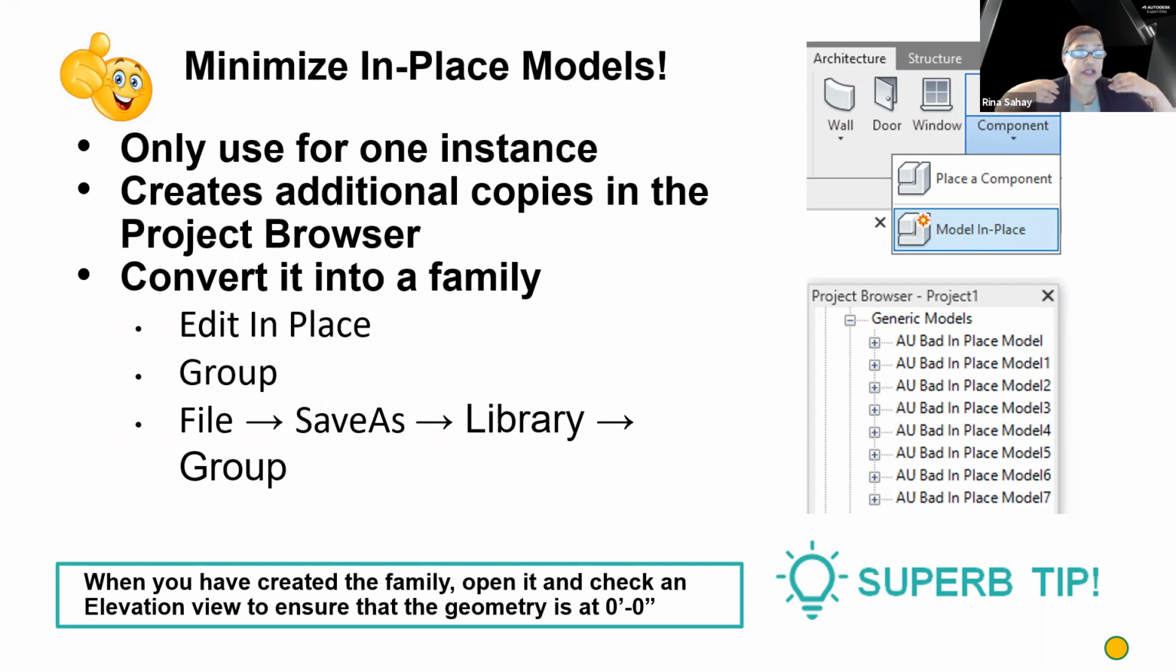The best way to use an in-place family would be, let's say you've got a reception desk. You just need one of those. Or if you're trying to model something that is complex, a barrel vaulted roof, for instance, and you know there's just going to be one of them, go ahead, model that in place. But if you've got classroom desks, for instance, you are going to model that in place and then convert it into a family. Edit it in place, group, save that out to the library as a group, and then open it as a family. It will open as a family.